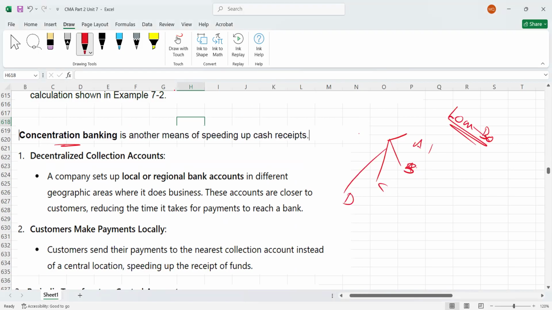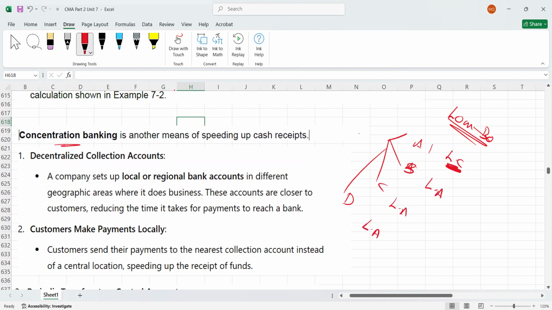So please remember, here the company will also open local accounts. Okay, bank accounts at the local, at regional level. For example, you have a local account here, a local account here, a local account here, and a local account here.